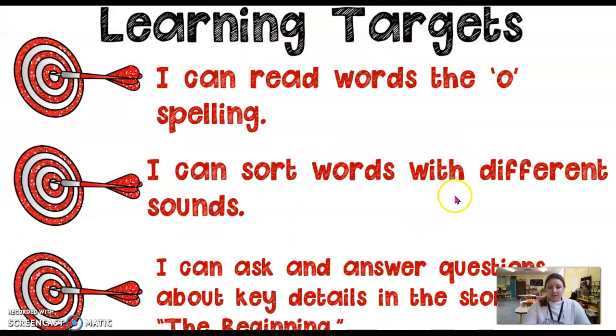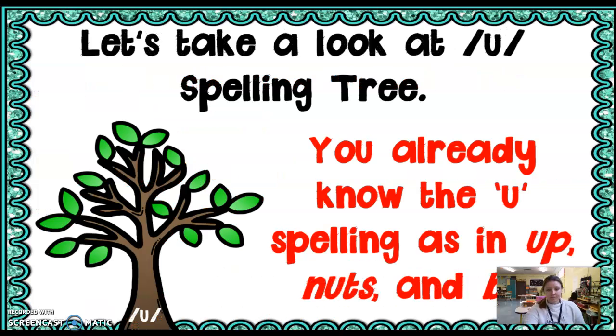Taking a peek at our learning targets, what will we be able to accomplish before the end of our lesson today? First, we will be able to read words with the O spelling, making a couple of different sounds for that spelling. We will be able to sort words using different sounds, and we will be reading the story called The Beginning in our new reader.